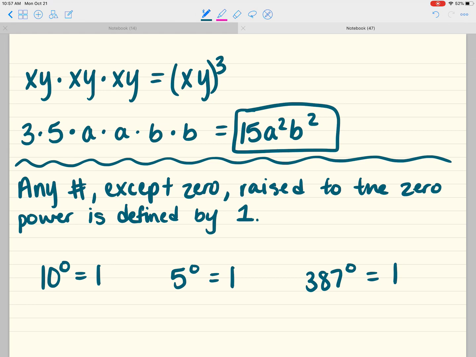How do you get 0 power? We're not there yet, but if you're evaluating and it tells you to evaluate something to the 0 power, you just need to know it's 1. If it was a negative number, would it be negative 1? No, we'll talk about that tomorrow. Like if it was negative 5 to the 0 power, still 1. Anything to the 0 power is 1, except for 0.